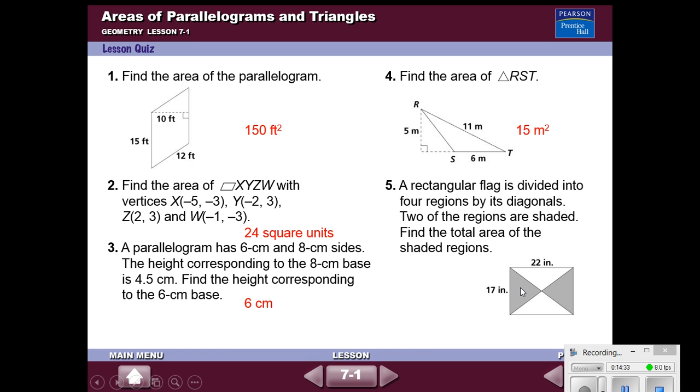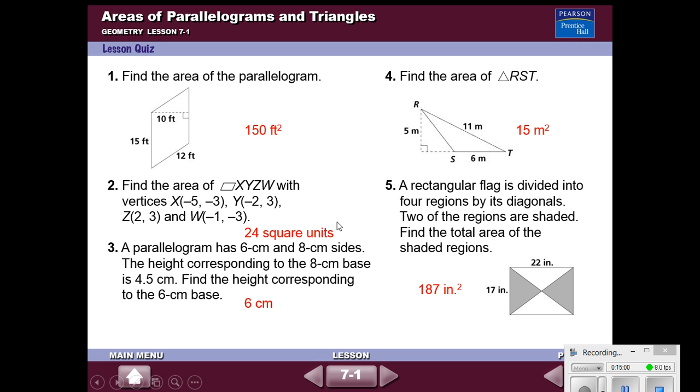Then it would occur to us that we have a triangle which is 17 by 11, and another triangle 17 by 11. So we have half of 17 times 11 plus another half of 17 times 11, which is just 17 times 11, which would be 187.